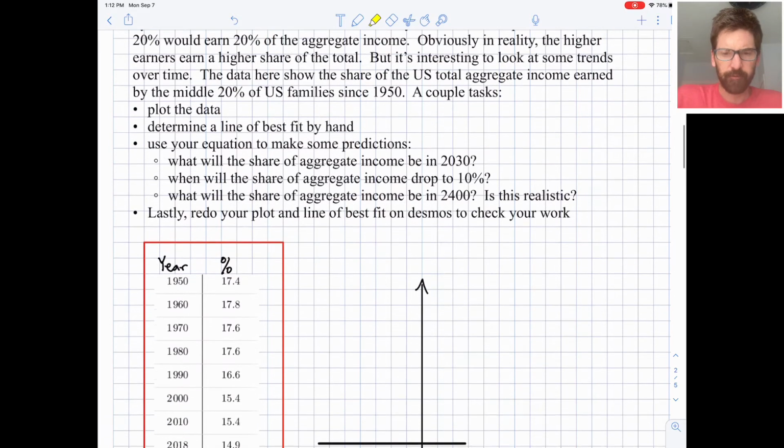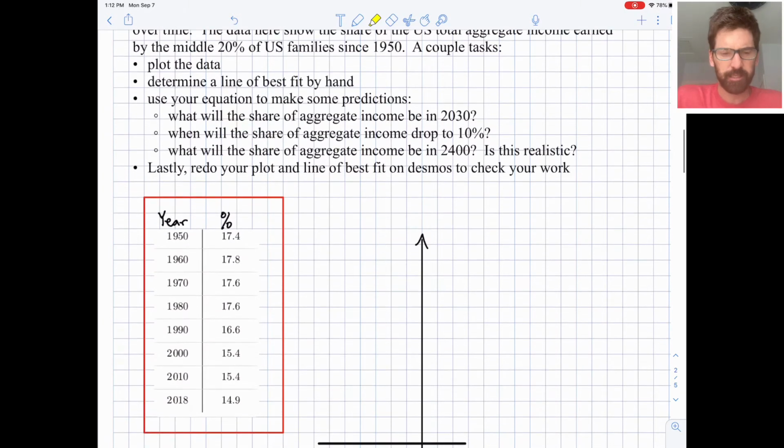So what I have here are, for the years 1950 to 2018, the percent of income earned by the middle 20% of families in the US. Our job is to plot the data and find a line of best fit, and then use our equation to make some predictions. In the interest of time, we're only going to use the Desmos equation to make these predictions. We don't need to go through that process twice, but we can make a prediction to 2030. Will it drop to 10%? What will it be in 2400? Is that realistic? I wonder if it might be negative, and therefore it wouldn't be realistic. And then we'll also redo it on Desmos, as I was saying.